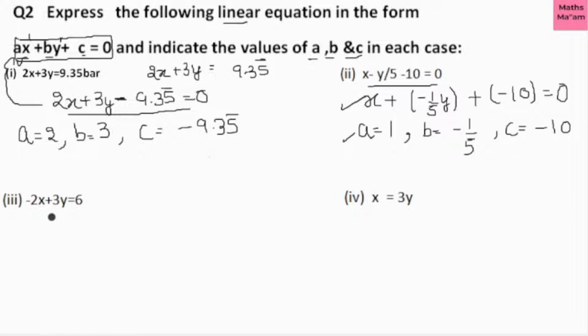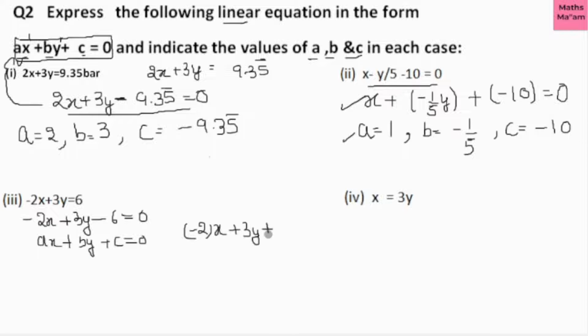Now next one, minus 2x plus 3y is equal to 6. We can simply write it as minus 2x plus 3y minus 6 is equal to 0. First step. Now we'll compare this to ax plus by plus c is equal to 0. So we can change this into minus 2x plus 3 times y plus in bracket minus 6, which is c here, is equal to 0. So we can write here a is equal to minus 2, b is equal to 3 and c is equal to minus 6. That's all. Like this we have to do.